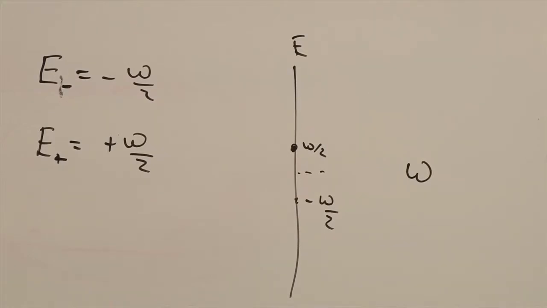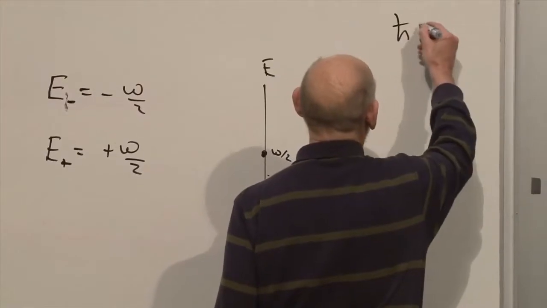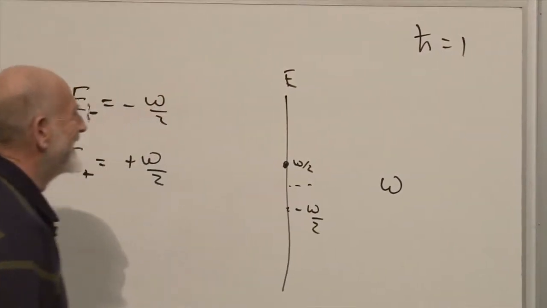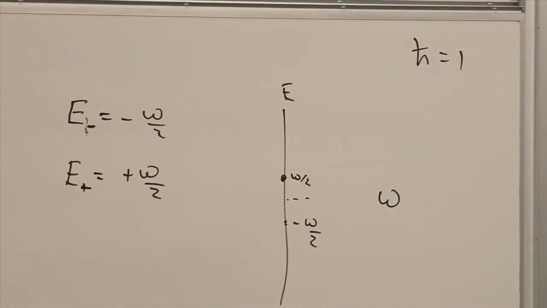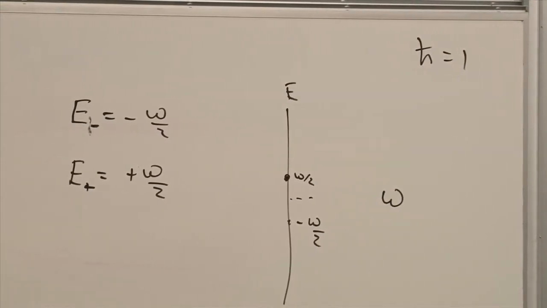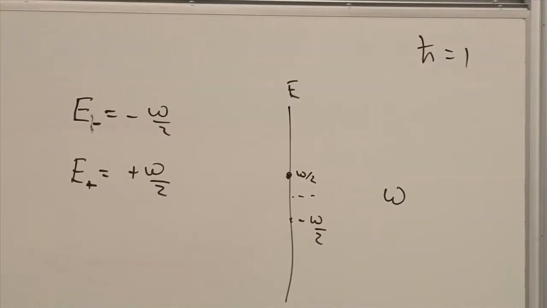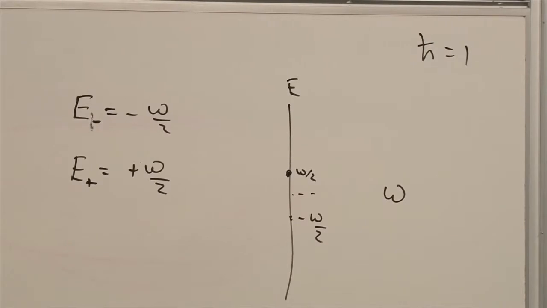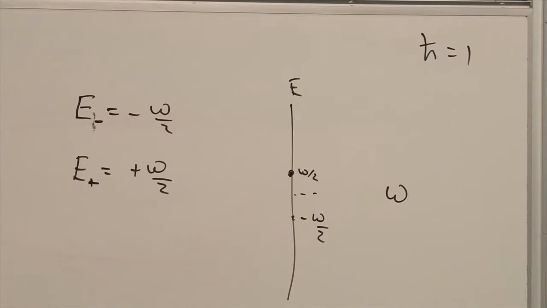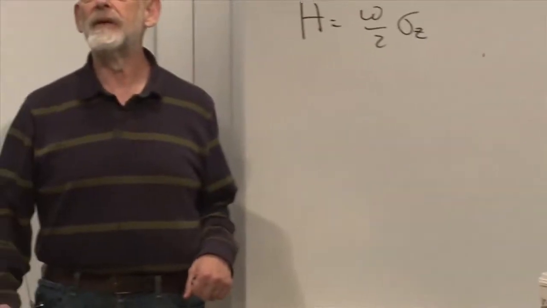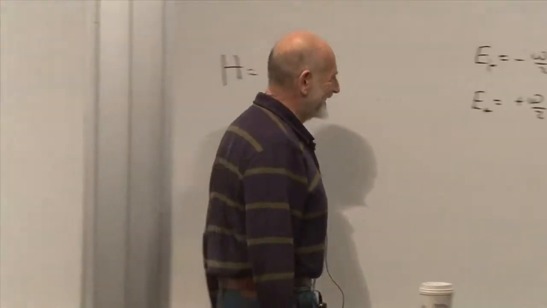There's an h bar missing. I've been setting h bar equal to 1. It's really h bar omega, but I'll continue to set h bar equal to 1 because we're all grown-ups and we're not afraid of setting h bar equal to 1, right? What? It was 0 last quarter. It was 0 last quarter, yes. That's correct.